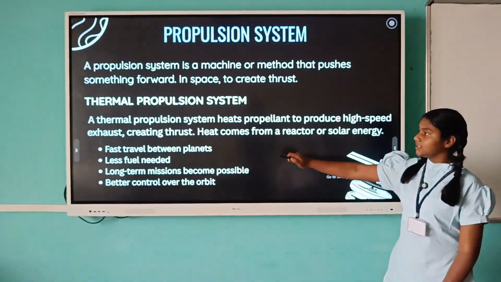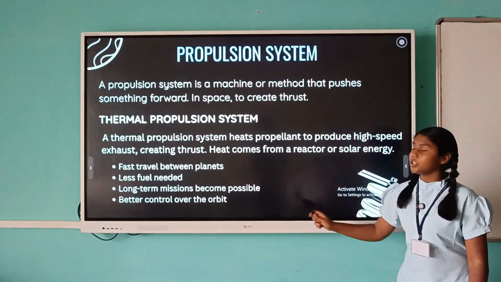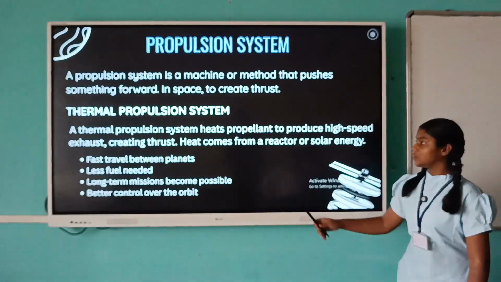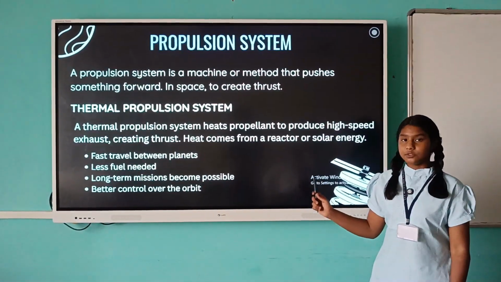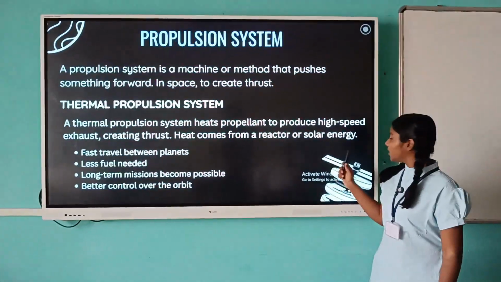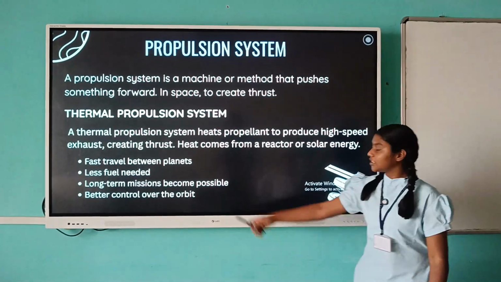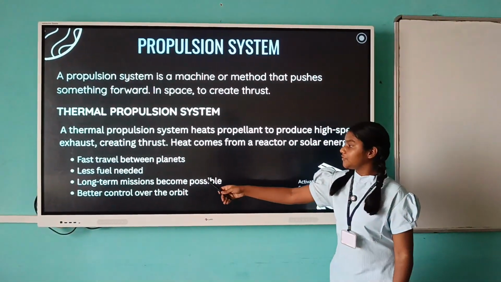Propulsion system. In this system, we have used thermal propulsion. A thermal propulsion system heats propellant to produce high-speed exhaust, creating thrust. Heat comes from a reactor or solar energy. The benefits of a thermal propulsion system are fast travel between planets and less fuel needed.